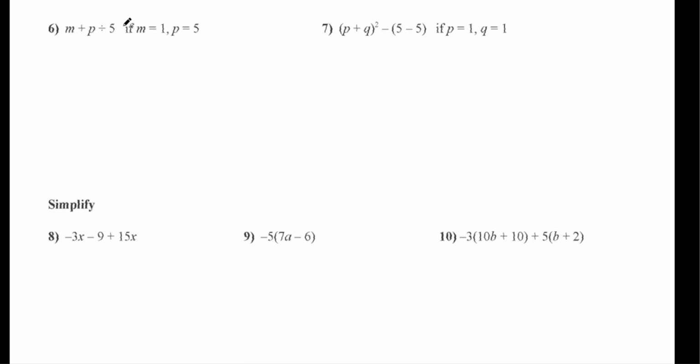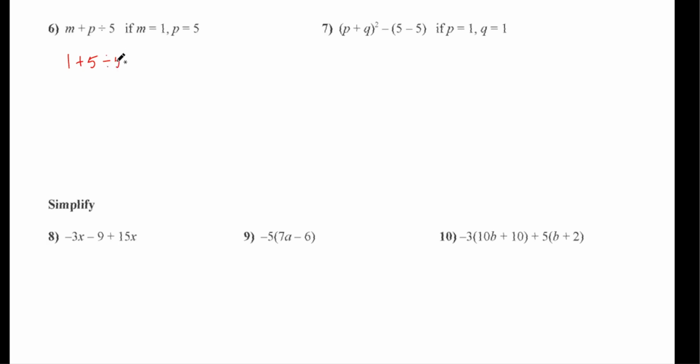M plus P divided by 5. So what do we do first, don't we? But what's the problem? I don't know what P is, but I kind of do, don't I? So let's put the numbers in. So what do I put in for M? 1 plus P, which is 5, and then what?